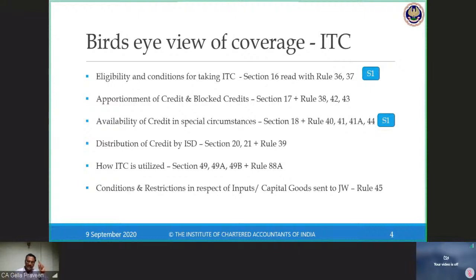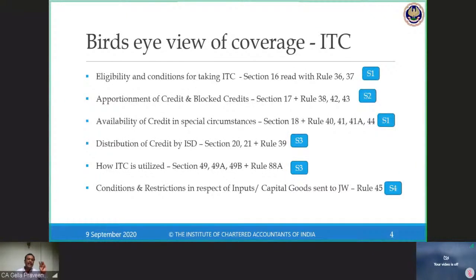Then the second session which we have planned, we are going to cover Section 17, which talks about your apportionment and blockage of credits. Depending on the time availability, Section 18 and Section 17, we will try to have a coverage together. Then, in the third session, we are going to talk about ISD and also about utilization of ISD.